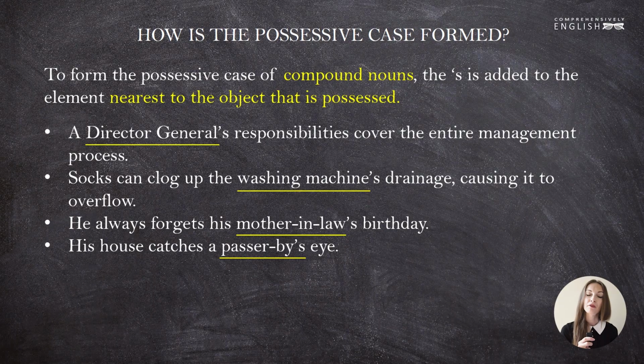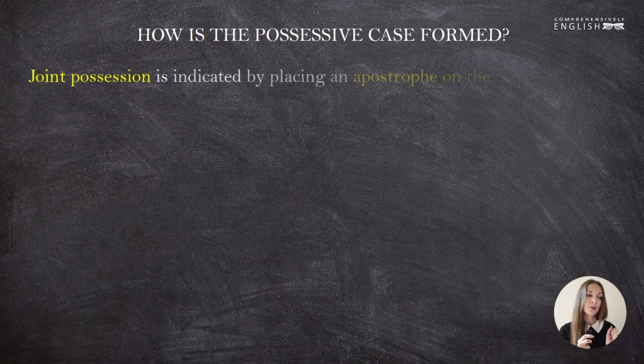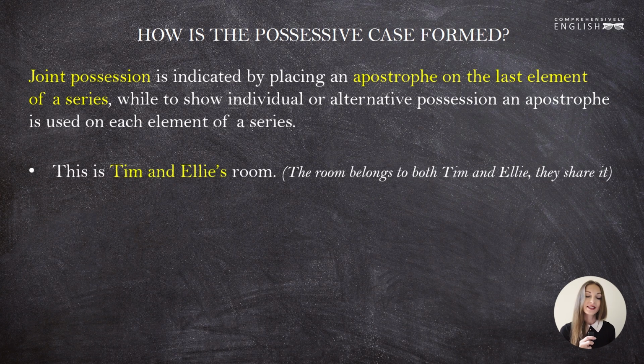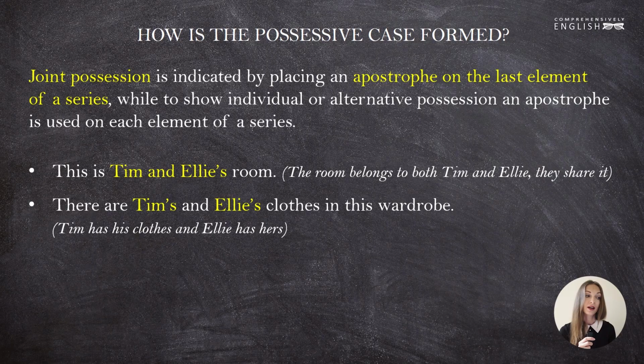Now, what do we do if we have two possessors? If something belongs to two people, for instance? Joint possession is indicated by placing an apostrophe on the last element of a series, while to show individual or alternative possession, an apostrophe is used on each element of a series. Let's see. This is Tim and Alice's room. Here we see that the room belongs both to Alice and Tim. But there are Tim's and Alice's clothes in the wardrobe. Here we see that Tim has his own clothes and Alice has her own clothes, and they are in this wardrobe.